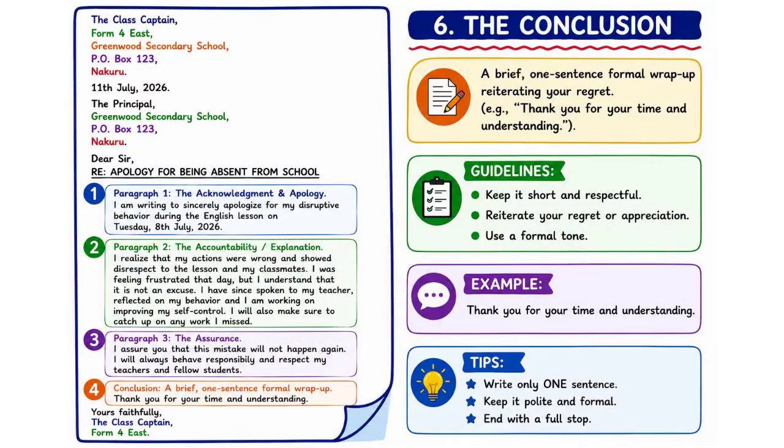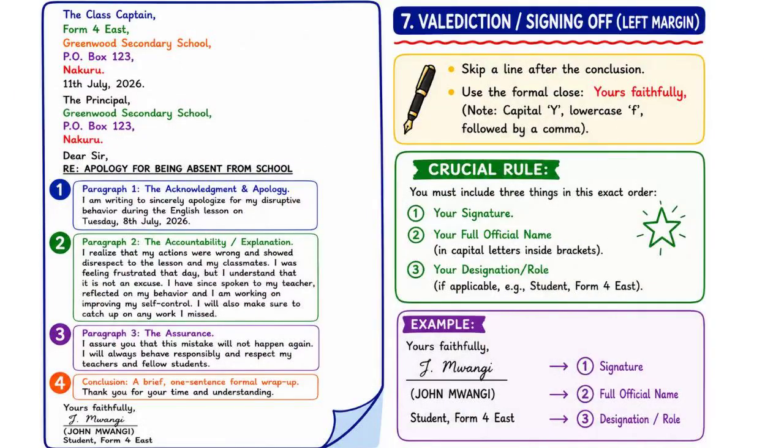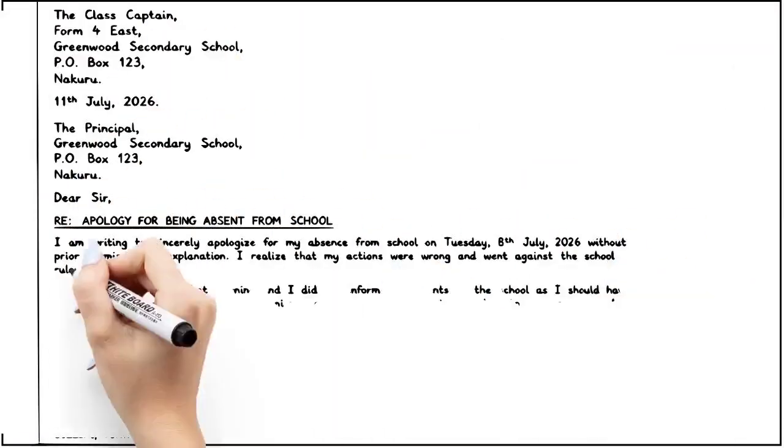Next is the conclusion. You skip a line and write one polite sentence. For example, thank you for your time and understanding. Remember to keep it short. Finally, we have the valediction. You skip one line, write yours faithfully, comma, and then you sign, then write your official names, then finally write your designation. Here is a sample apology letter.